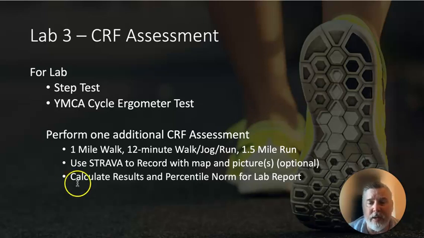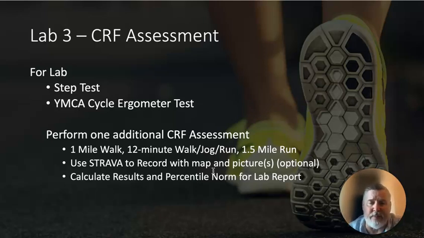For your lab, you're going to do a simulated cycle ergometer. Everyone will do the step test. And then you'll do the YMCA cycle ergometer test simulated. I'll give you the values on that. Then you need to do one additional cardiorespiratory fitness assessment, either the mile, 12-minute, or 1.5. You can use Strava to record that.